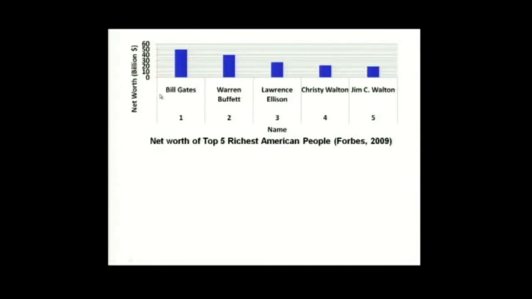And what we see here in the horizontal axis are the names of the billionaires: Bill Gates, Warren Buffett, Lawrence Ellison, Christy Walton, and Jim Walton. And you can see the vertical axis here representing their net worth. You can see that the least here is about $20 billion, and the highest is close to 50-something billion dollars.